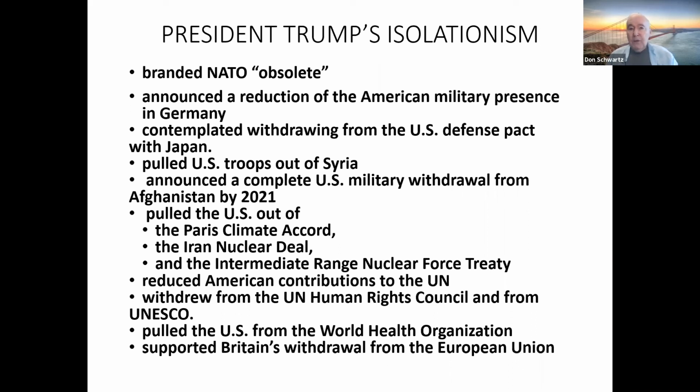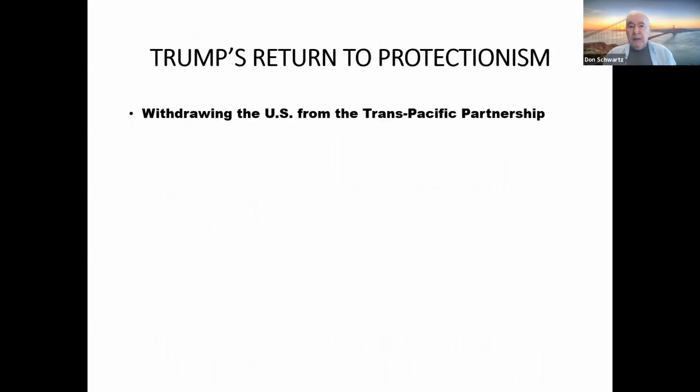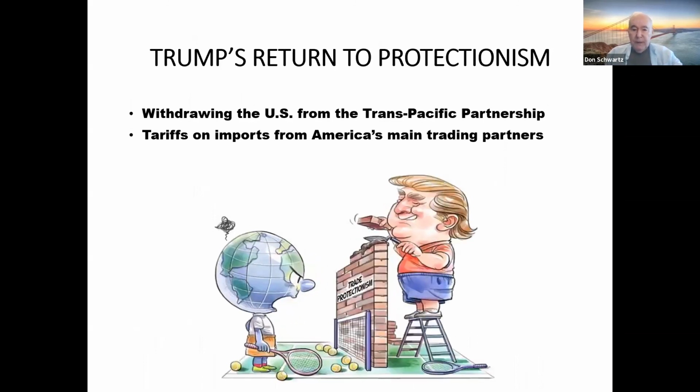On trade, Trump returned to the earlier policy of protectionism by withdrawing the United States from the Trans-Pacific Partnership and by slapping tariffs on imports from America's main trading partners. So this return to protectionism is reflected in this cartoon, with the world being very upset with Trump's protectionist policies.